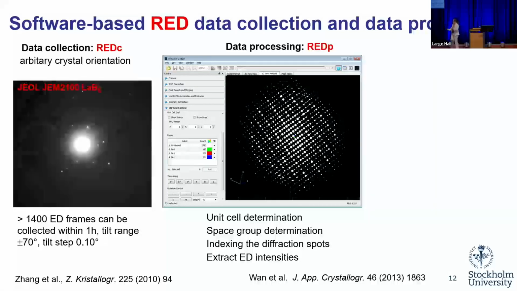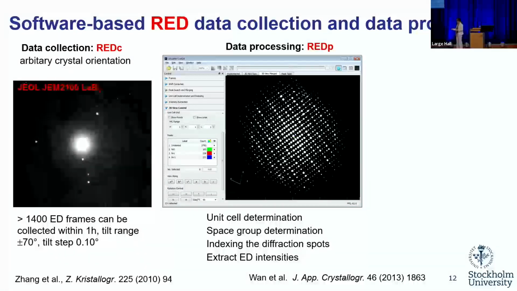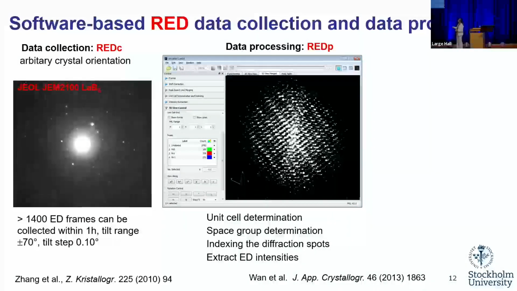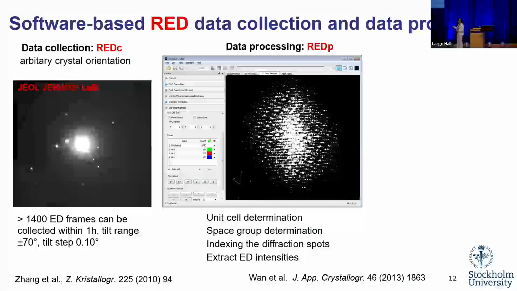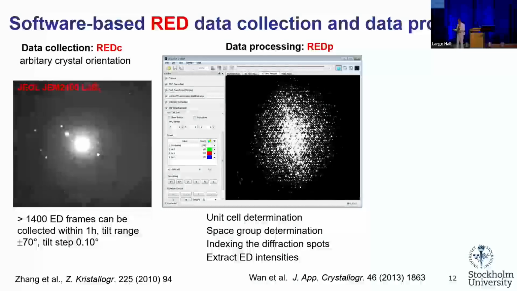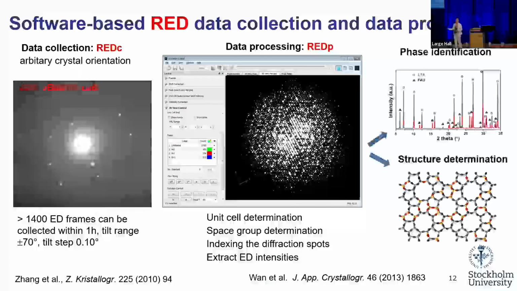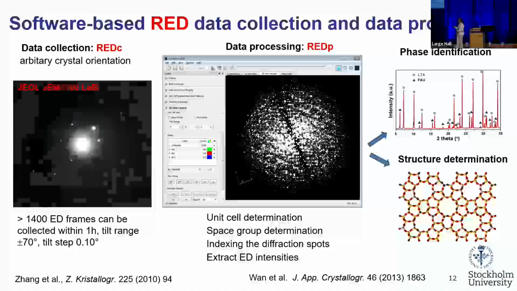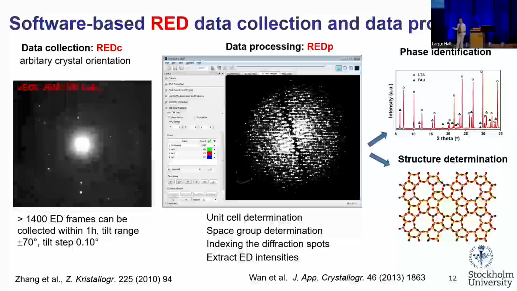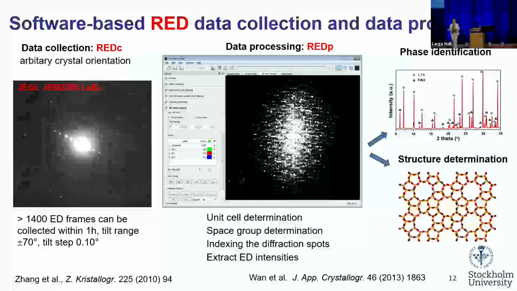And when we combine the beam tilt, we could collect like 1,400 diffraction patterns in an hour, with small steps. And later we can combine these in the software and determine the unit cell and space group and extract the intensities. And afterward, you can use this information for either phase identification or structure determination if you don't know the structure. Phase identification is done by combining the unit cell parameters and the space group.